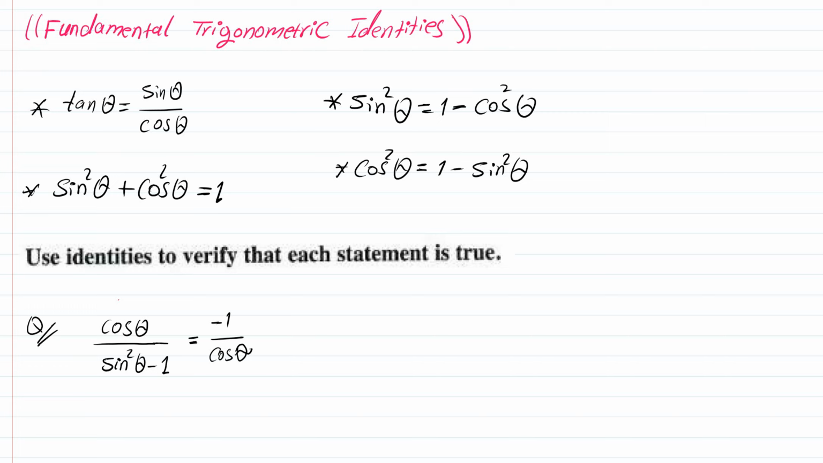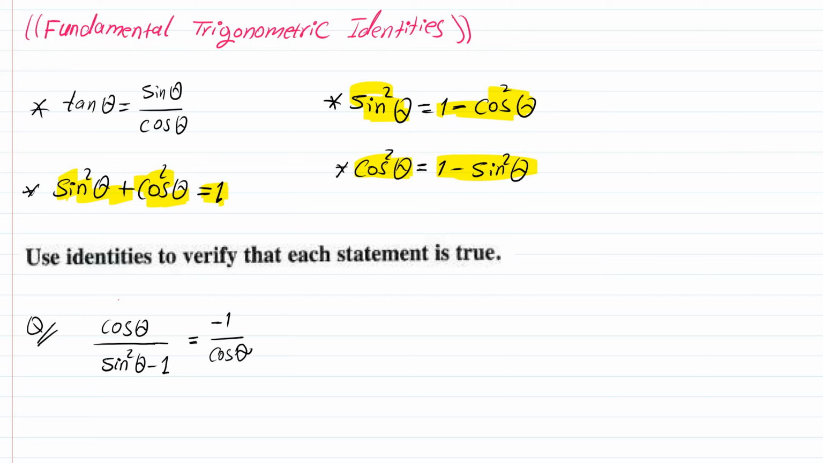Second one, we have sine theta square plus cosine theta square equals 1. So students, from this one we get the other two identities. By moving cosine to the other side, we get sine square equals 1 minus cosine square of theta. And by moving, this time, sine to the other side, we get cosine square theta equals 1 minus sine square theta.